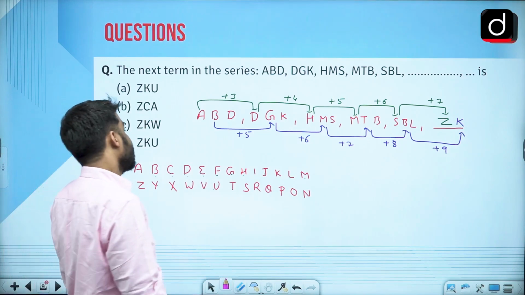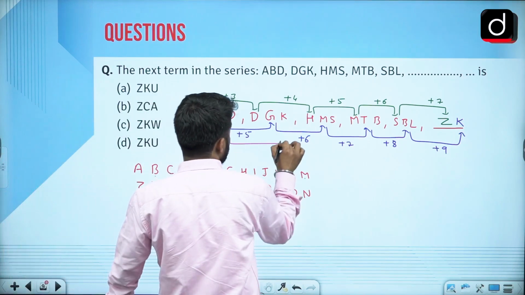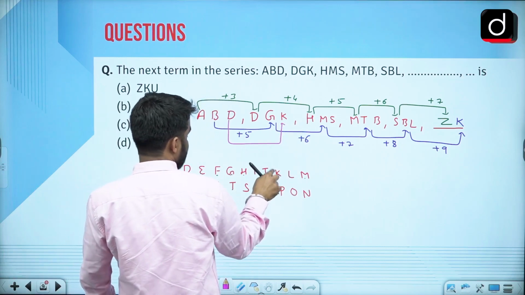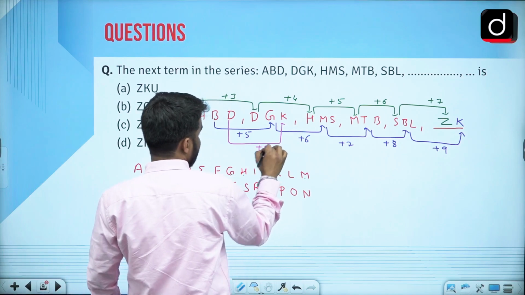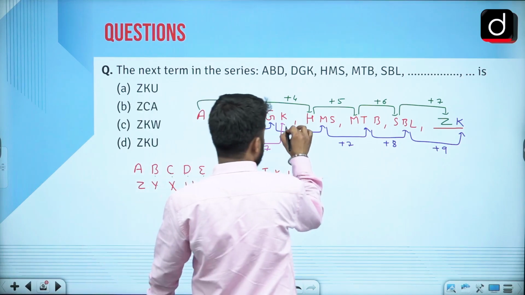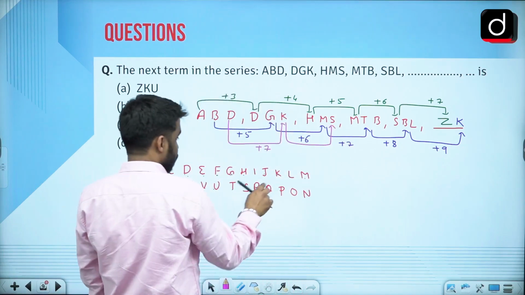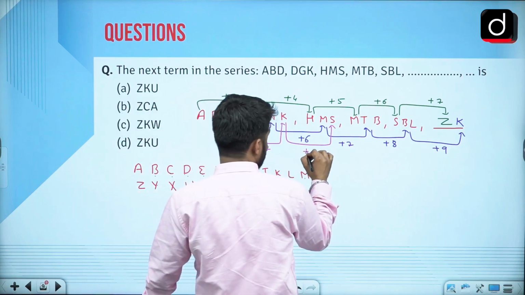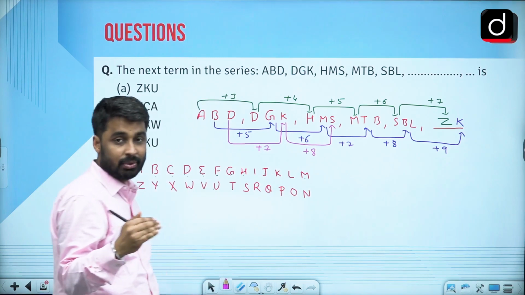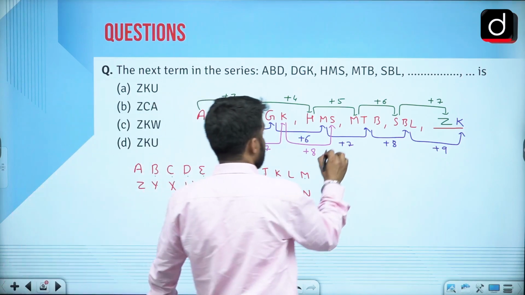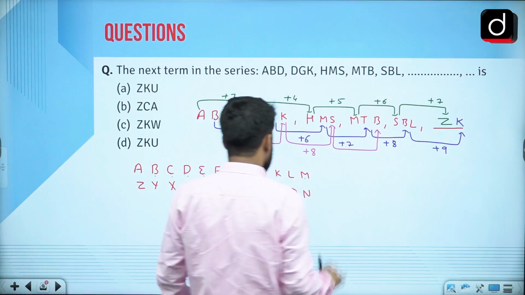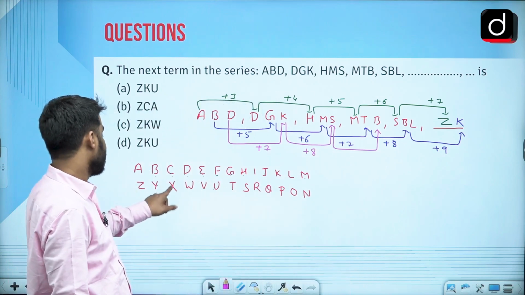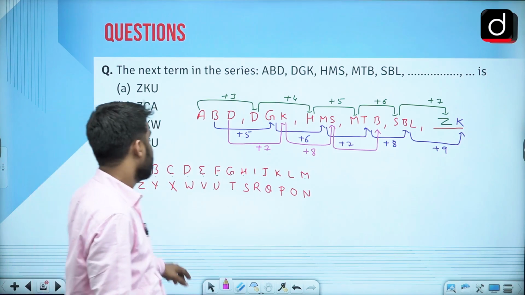Now from third letter to third letter, see from D to K, 1, 2, 3, 4, 5, 6, 7. This was a plus 7 gap. From K to S, 1, 2, 3, 4, 5, 6, 7, 8. So this is plus 8. Again, the gap is increasing by 1. From S to B, let's see the gap. 1, 2, 3, 4, 5, 6, 7, 8, 9.